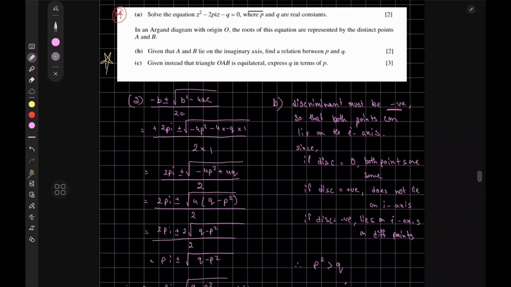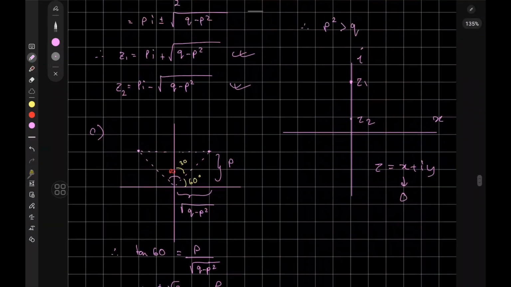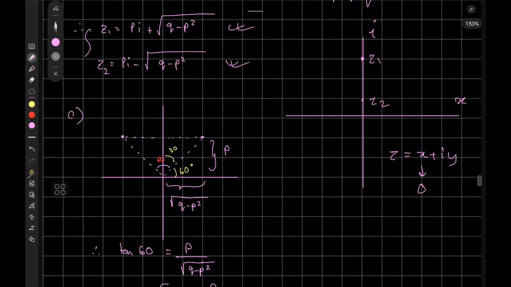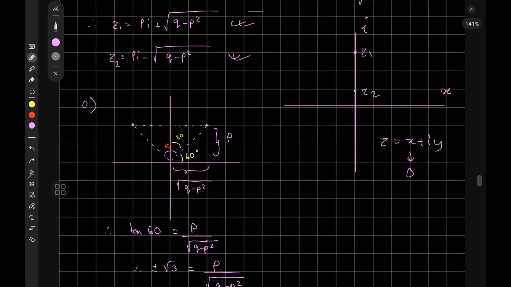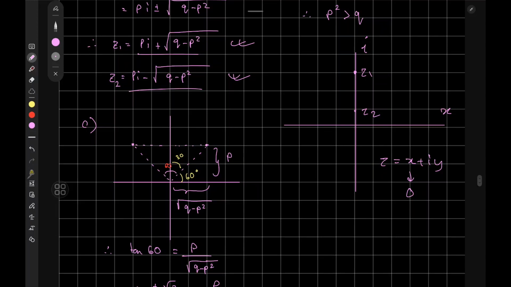Great. If you know that, now we can move to the next question, which is C. So what is C telling? Given instead that triangle OAB is equilateral, express q in terms of p. So basically they're telling you that if these are the two complex numbers, these are going to be giving you an equilateral triangle. Basically it's going to have 60 degrees at all corners. So therefore you know from these two expressions that the coefficient of I, meaning the y values, are the same. So what does that mean? It's going to lie on the same line.